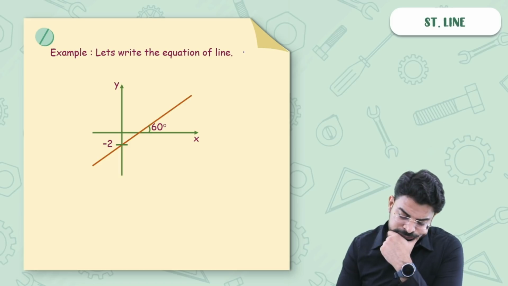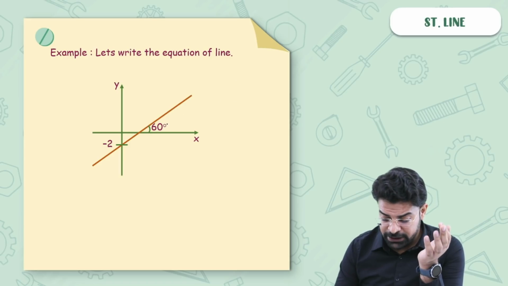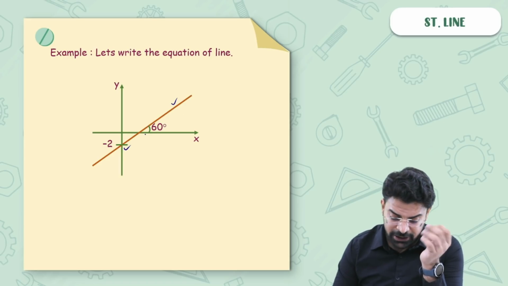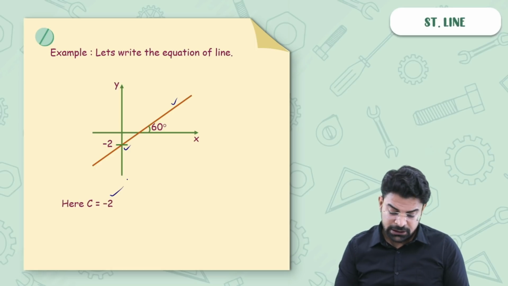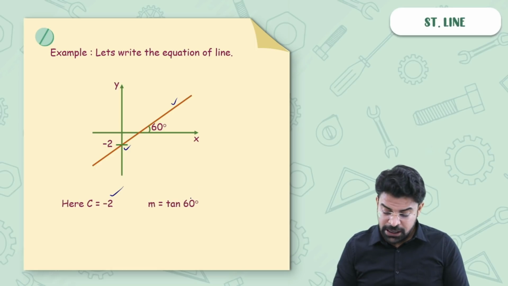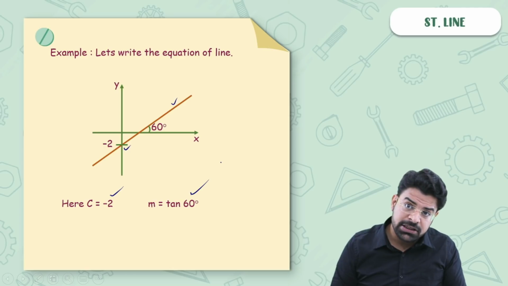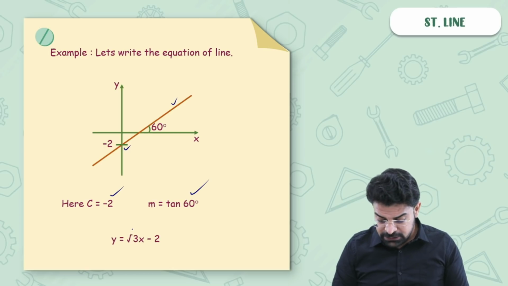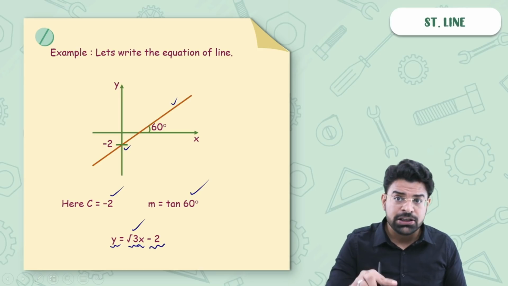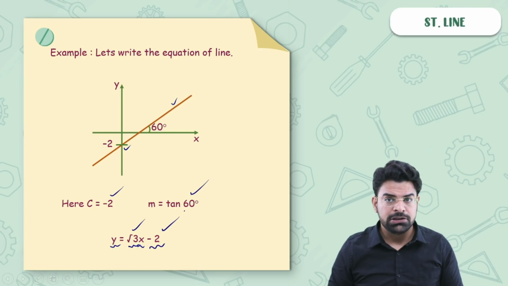So now you know that you just need two parameters, the slope and the y-intercept. So you will say here the y-intercept is minus 2 and the slope is tan 60 and tan 60 is root 3. Hence, the equation is y equals to mx plus c. As c is minus 2, we have written here minus 2.